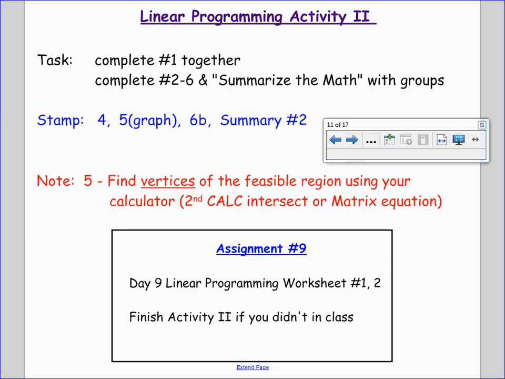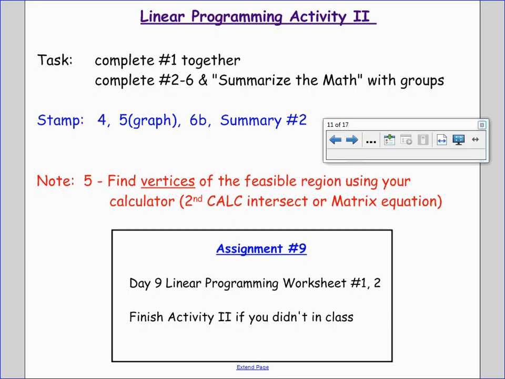For number 5, you want to find the vertices of your feasible region using the calculator. That is the second calc intersect, or the matrix, right? The matrix equation. So second calculate intersect would allow you to do that, or you could set up matrices in your graphing calculator. Some people like to use the matrix editing menu in order to solve their systems, and that's totally fine as well. When you're done with your last stamp, summary number 2, then you begin working on assignment number 9. You can do that together. Again, just 2 linear programming problems again for homework. There's no book work, and that's your worksheet. You want to make sure you're done with activity 2 if you don't finish it in class so that you can get all 4 stamps for activity 2.